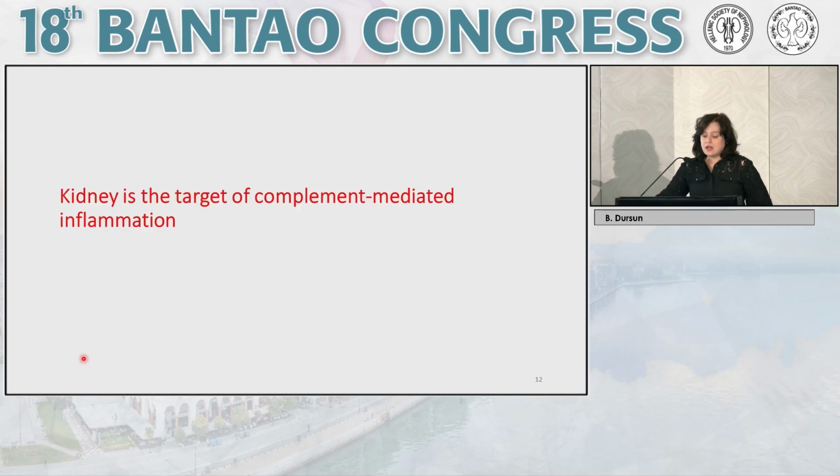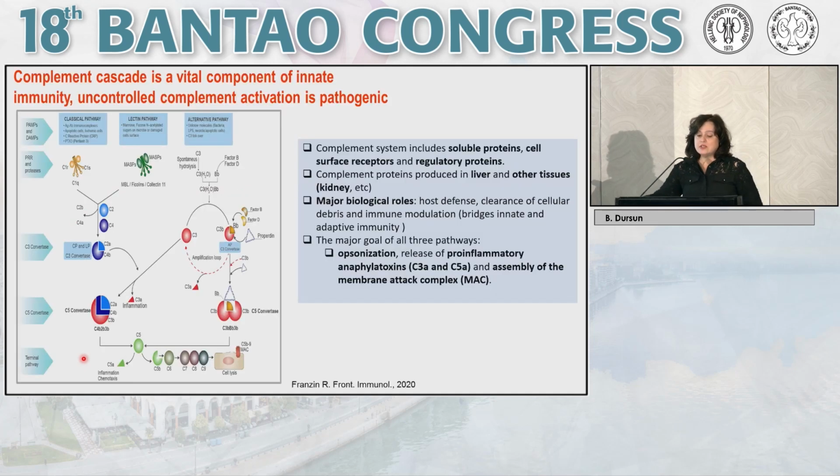The kidney is also the target of complement-mediated inflammation. The complement system is activated through three different pathways. The classical pathway is activated by antigen-antibody immune complexes. The lectin pathway is activated by sugars on microbes and cell surfaces. The alternative pathway is continually activated through a tick-over system at low level, but is also secondarily activated through the activation of classical and lectin pathways.